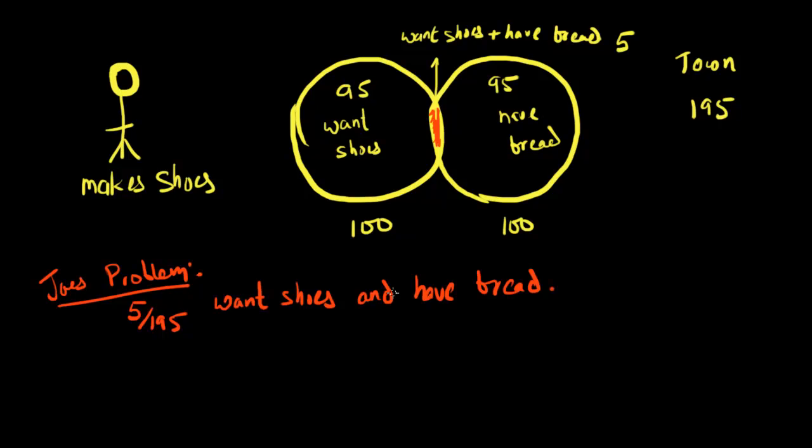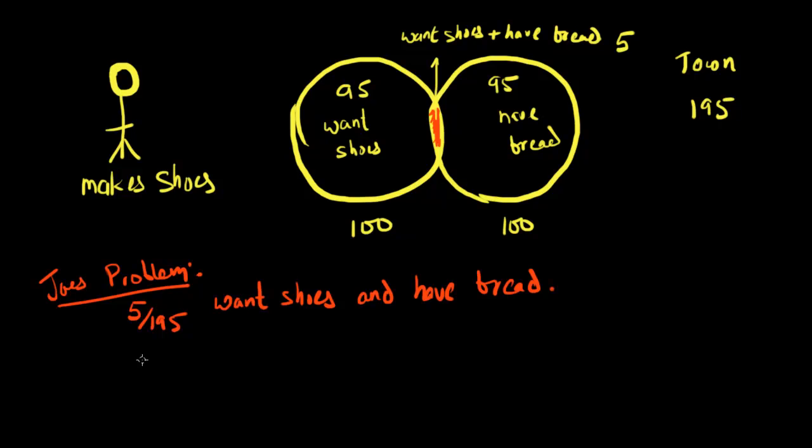So now let's imagine that Joe's town has a common currency, and this common currency is gold coins, let's assume. So now Joe's problem is a little bit different. He has to find someone who wants his shoes, and then he can go to them and exchange his shoes for money, which is the gold coins, and then take those gold coins and find someone who has bread and exchange those gold coins for bread. So now his problem is a little bit different.